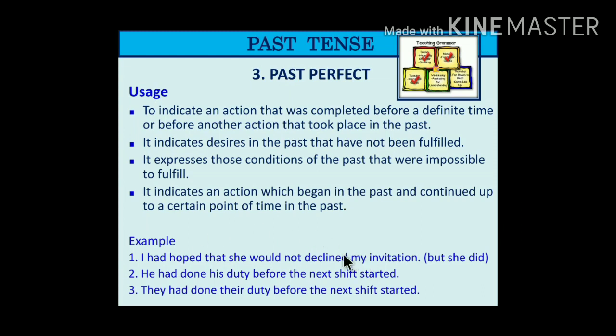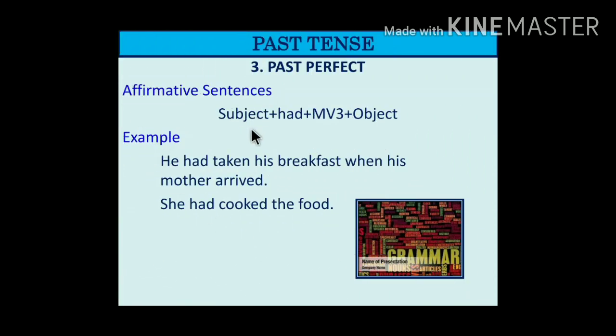my invitation. Decline, past tense. But she did is the main answer. But she did. This is the past tense form, perfect past. Then I had done his duty before the next shift started. See, I had done his duty. Third form and had. Had and third form. Then they had done their duty before the next shift started. Plural subject. Affirmative: subject plus had plus third form of the verb.